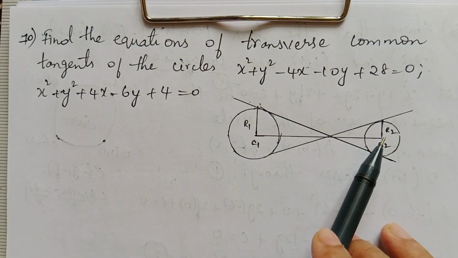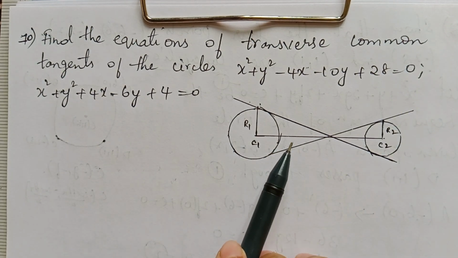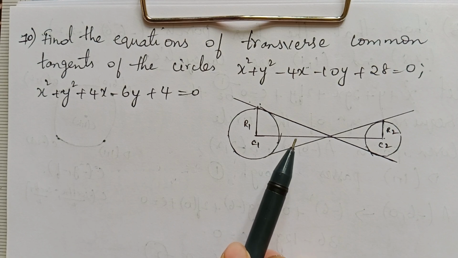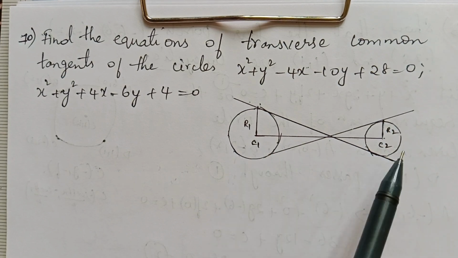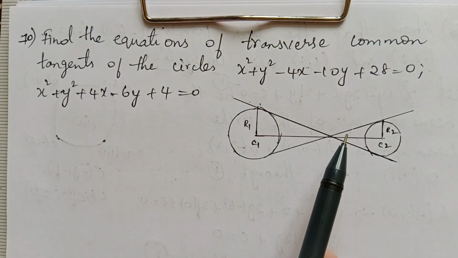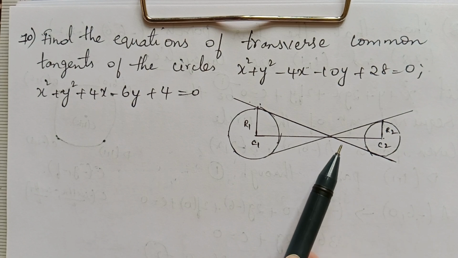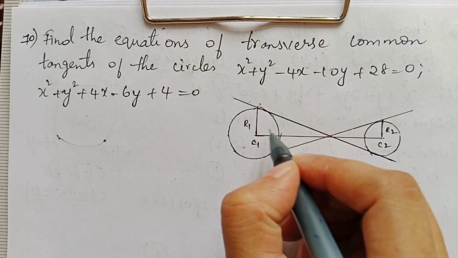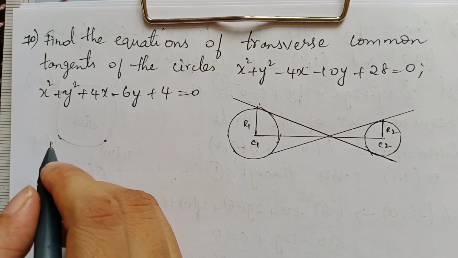If the circles lie on the opposite sides of a common tangent, then they are said to be transverse common tangents. Here these transverse common tangents are passing through the internal center of similitude, right? Here are the centers C1 and C2. The tangents are passing through the internal center of similitude. The point of contact will divide internally, right? The point of contact divides internally in this case. So first we'll find the centers and the radii.